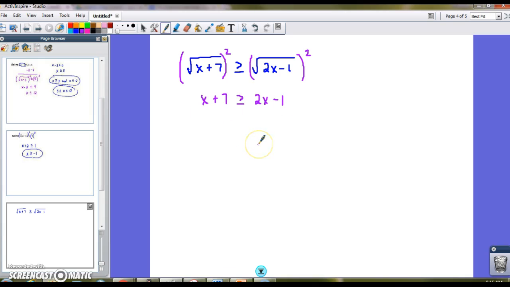I'll leave you to solve that. But remember that x plus 7 has to be greater than or equal to 0, and 2x minus 1 also has to be greater than or equal to 0, because you can't have negatives under either of those radicals. So here, you get x is greater than negative 7. Here, you get x is greater than or equal to 1/2.